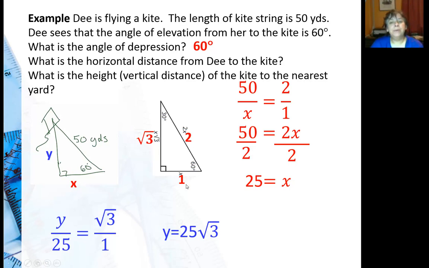For those of you who may be looking for a shortcut, do you see, if I knew this part right here, let me go ahead and get my pen. If I knew this was 25 down here, and I know this is 1, and I get square root of 3 up here, do you see how I can get from 25 to 25 square root of 3 there?